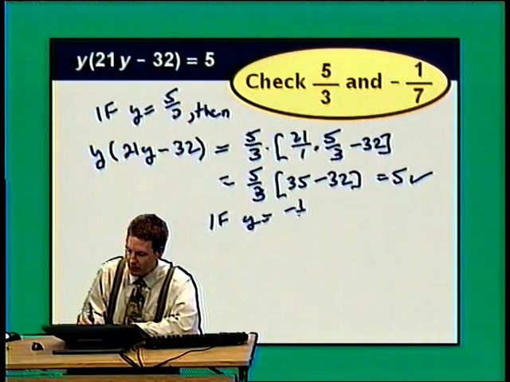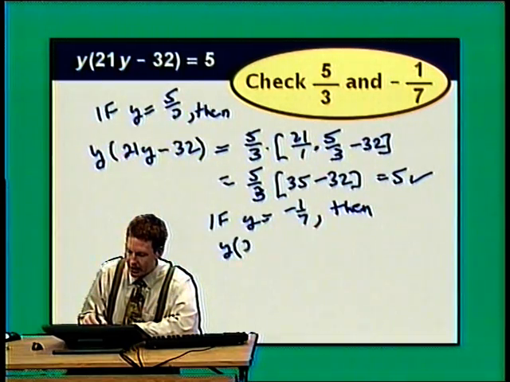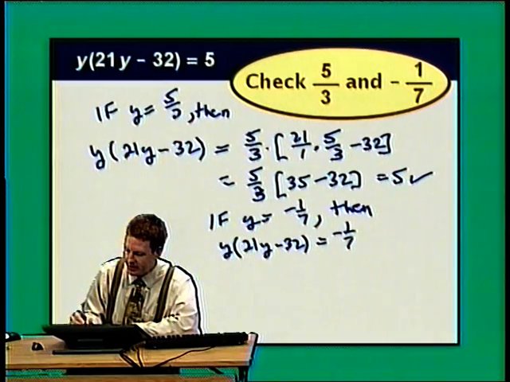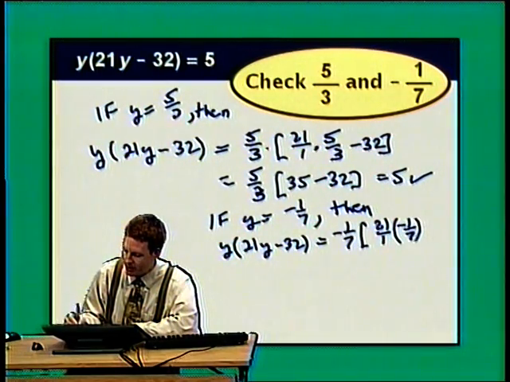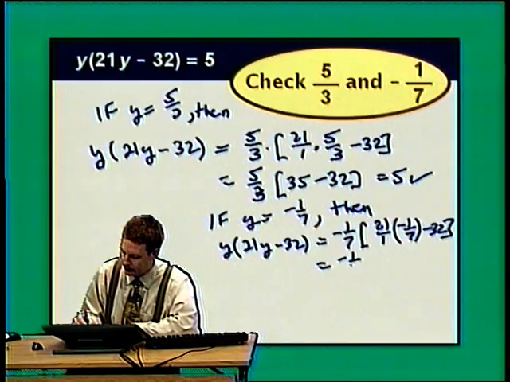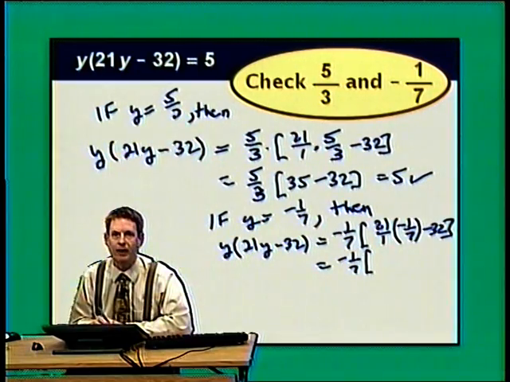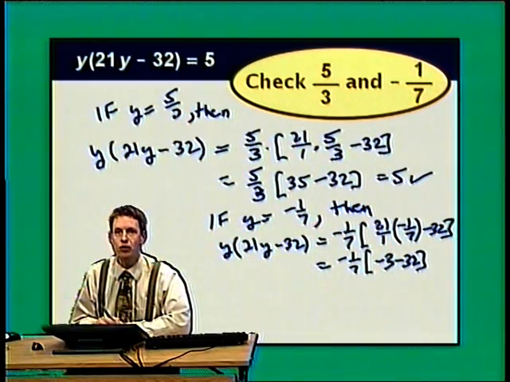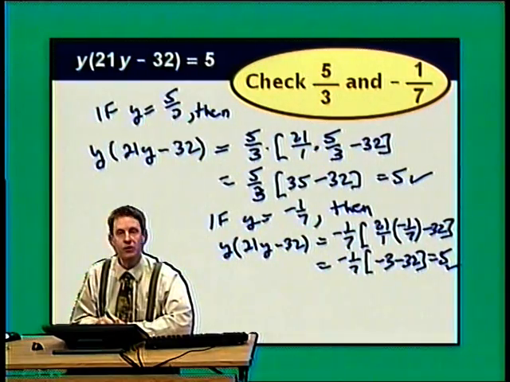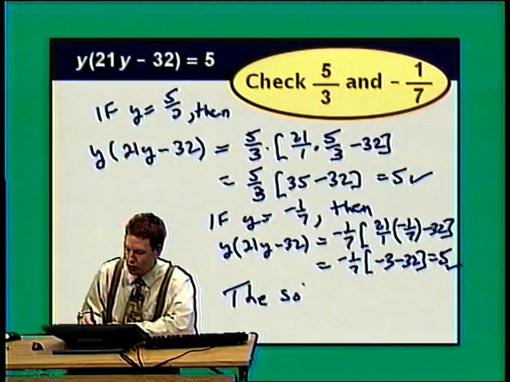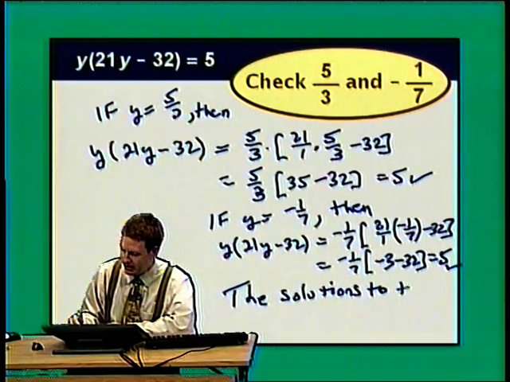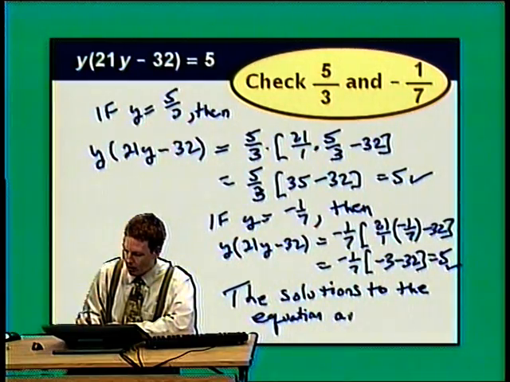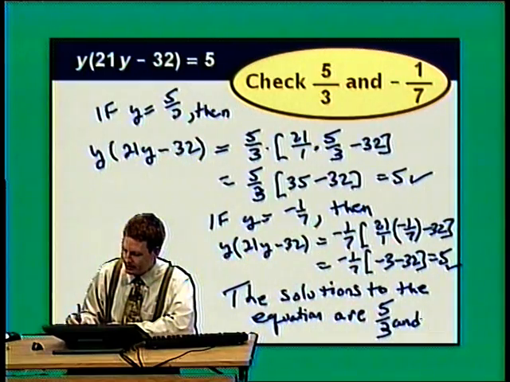How about negative 1/7? Well, if y equals negative 1/7, then y times 21y minus 32 is negative 1/7 times 21 times negative 1/7 minus 32. 7 goes into 21 3 times. So 21 times negative 1/7 is negative 3. Negative 3 minus 32 is negative 35. 7 goes into 35 5 times. Since I'm multiplying together two negative numbers, the result is positive. So this product is 5. So my solution of negative 1/7 also checks. So the solutions to the equation are 5/3 and negative 1/7.